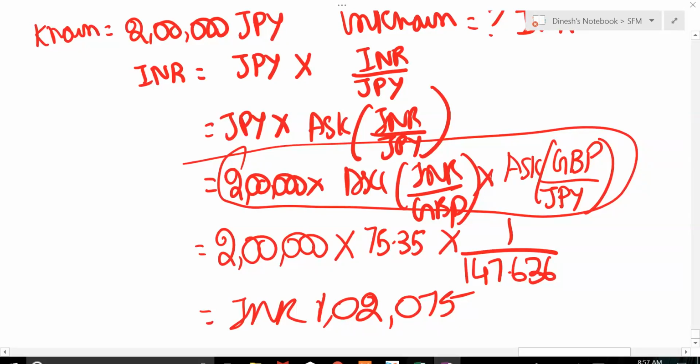Do you have INR per GBP? Yes, write it. No, use 1 by bid. Do you have GBP per JPY? Yes, use it. No, 1 by bid JPY per GBP. That's all. If you have it, use it. If you don't have it, convert the formula. That's the calculation. Any doubts on this?